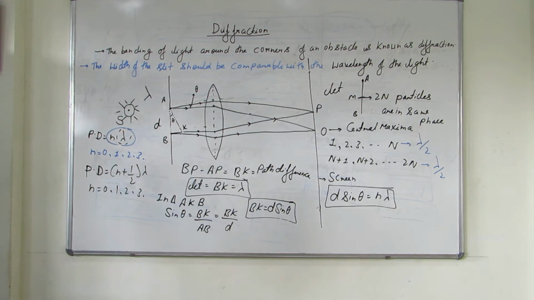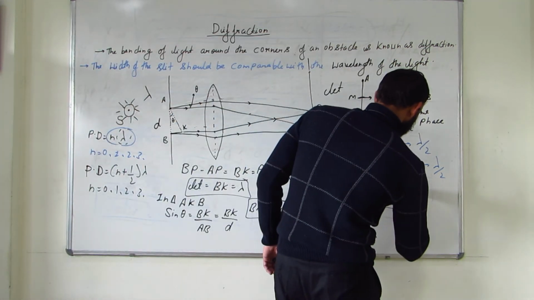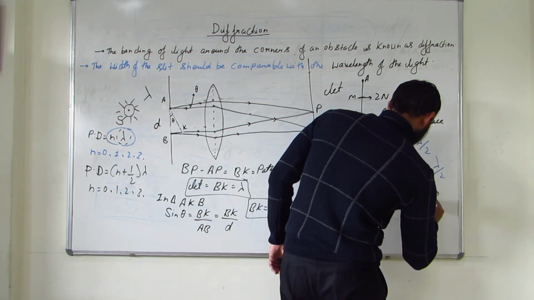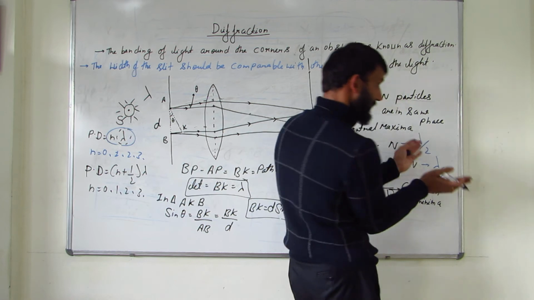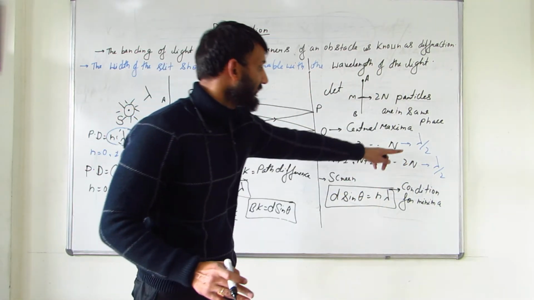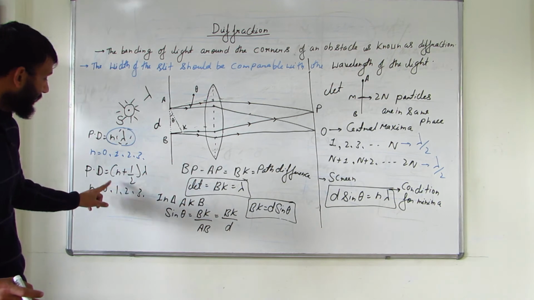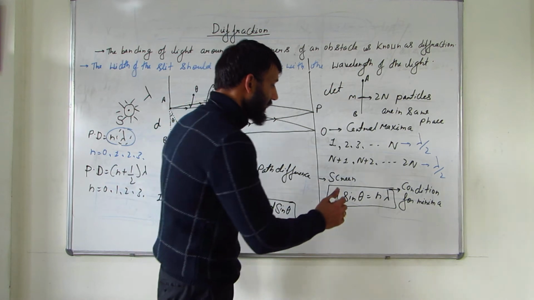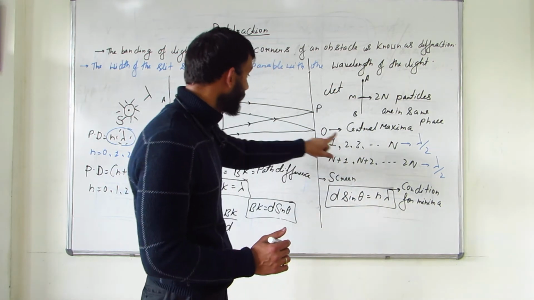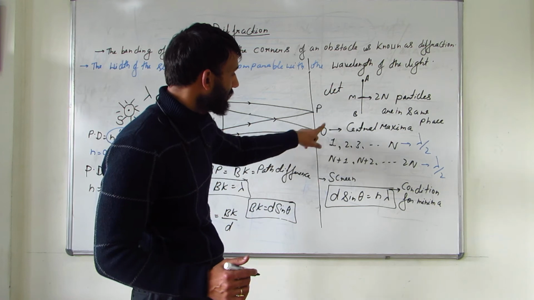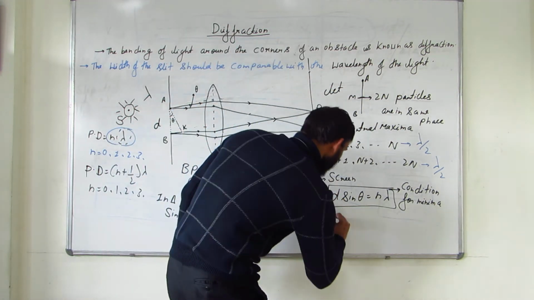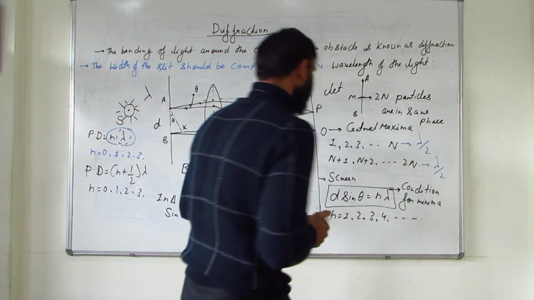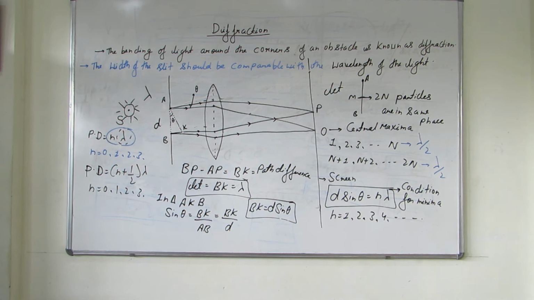This is what we call the condition for minima, as these two lambda by 2 combine together and form a dark point. Whenever the path difference is lambda by 2, they form a dark point. Now n cannot be 0 here. Why? Because when the path difference was 0, it is already the central maximum. So n should start from 1, 2, 3, 4 and so on. So this is the condition for minimum.